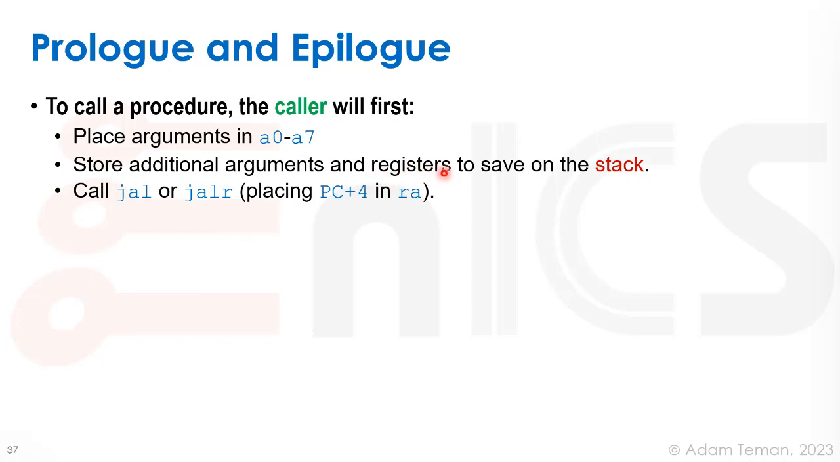And not only that, if it needs to save registers, for example its T registers, if it needs to use them after returning, then it knows that the callee may overwrite them, so it should save them as well on the stack or put them in other saved registers. Then it's going to call JAL or JALR, and it's going to put PC plus 4 inside RA, so the callee will know where to return to.